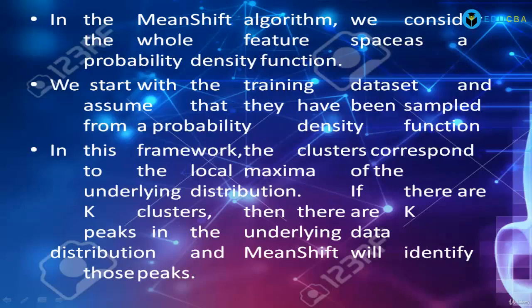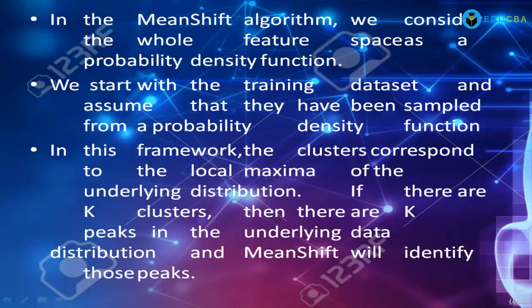So now what is the internal functioning of that algorithm? Let's see. In the Meanshift algorithm, we consider the whole feature space as a probability density function. Now we are not going to discuss the distribution mechanism, but what we are doing here is considering the whole feature space as a probability density function. So we start with the training data set and assume that they have been sampled from a probability density function.